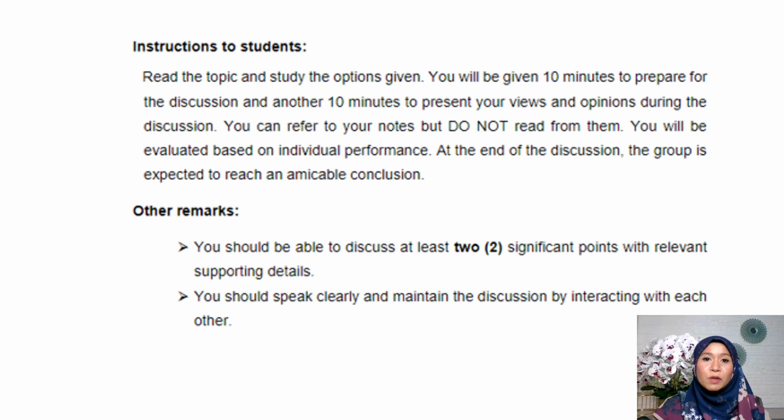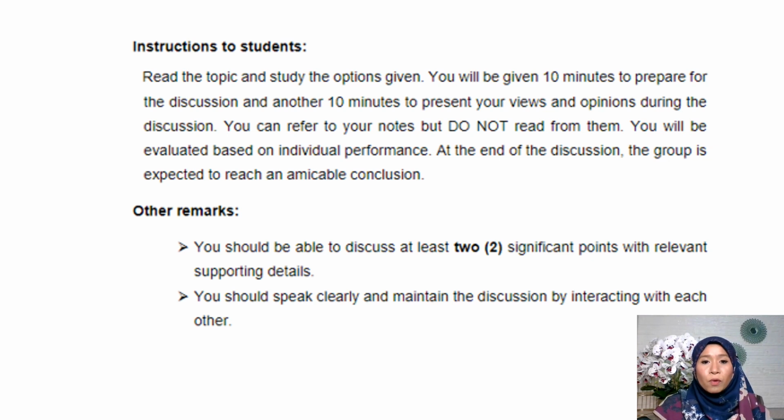Now, here is some information that you need to take note of for the group discussion assessment. The first thing you must do when you get the topic is read it and underline the key points. When the preparation time begins, you must now brainstorm all the ideas you want to give during the discussion. Please take note that during this time, you are not allowed to speak with your friends, and also you are not allowed to use any mobile devices or bring in any notes.